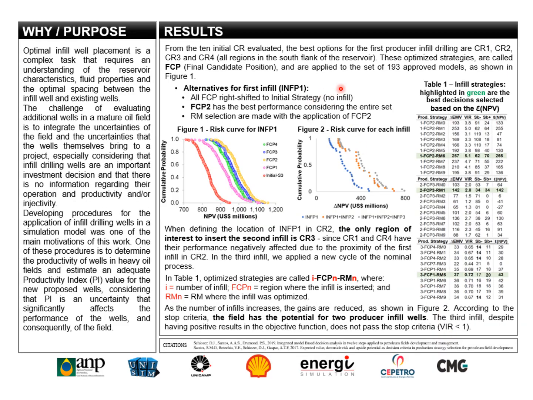So in the results, initially we have the 10 CR candidate regions, and the best options for the first infill producer well are CR1, 2, 3, and 4. And here in this picture we have the best solutions for the first infill, and we can see all the FCPs right shifted relative to the initial strategy. The initial strategy is the strategy without any infill, and it is represented by the red curve, and all the options for the first infill drilling are right shifted to the red curve.